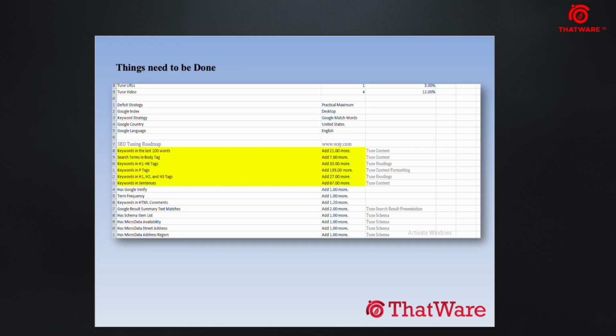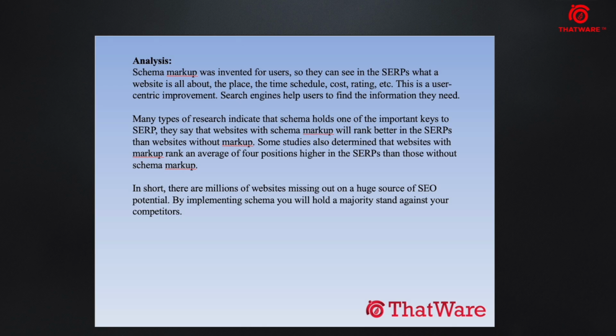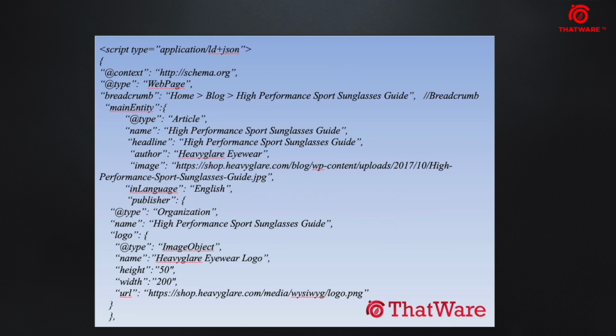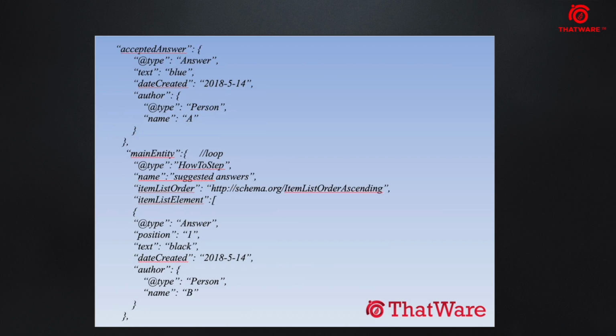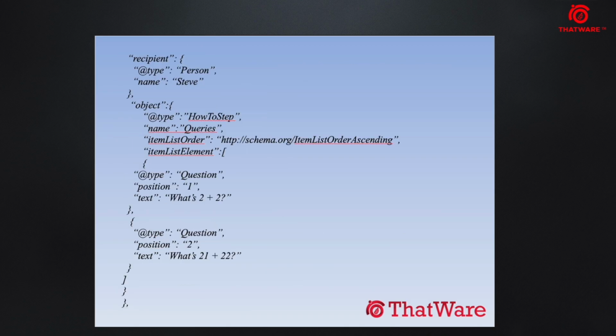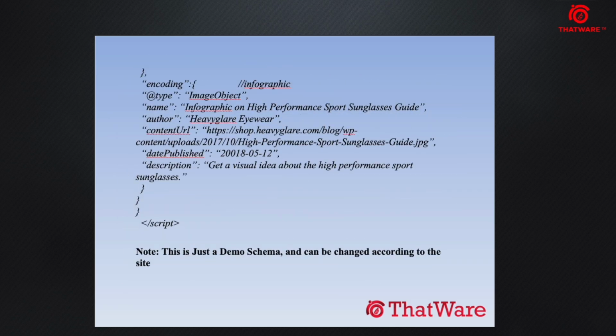Then in chapter 5 we have the RankBrain schema implementation. To make it short, RankBrain schema stands for the ultimate schema, where we can extend it by infusing more information so that we can get a knowledge graph out of that. Here is an example of how a knowledge graph schema or RankBrain schema would look. It involves a series of questions and answers, how-to guides, and a lot of information to feed Google about the context of that particular page. You can even use the structured data testing tool to test and see what items are being fetched.